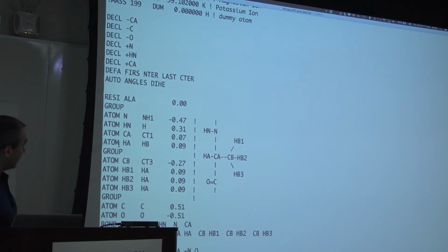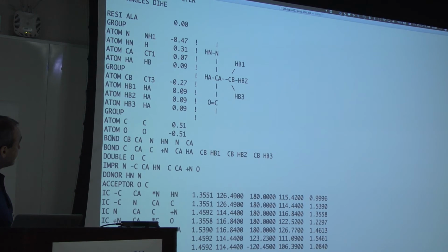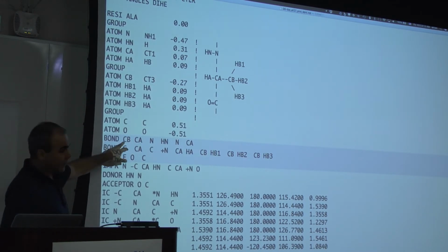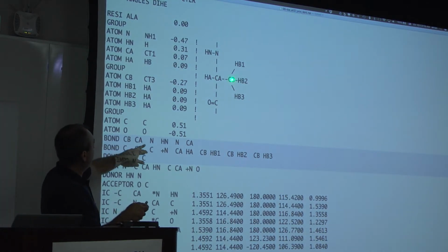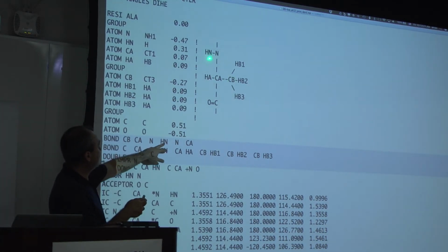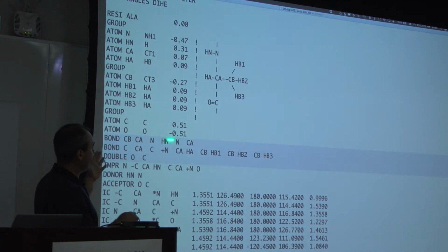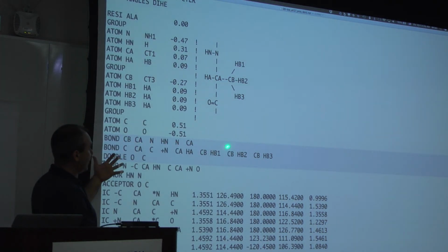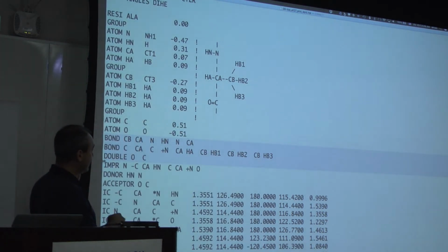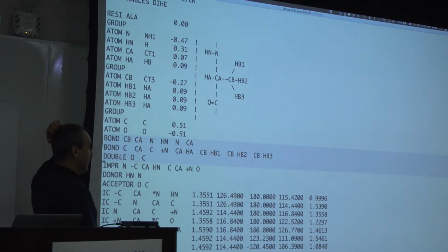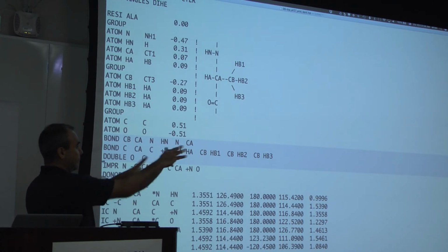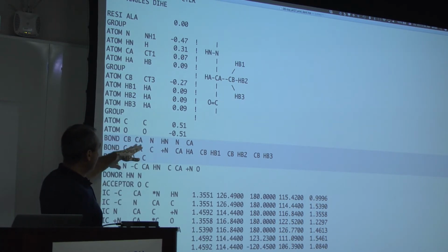So we come down here, and you specify the bonds. OK, well, CB is connected to CA, N is connected to HN, and you go on and on. You might have multiple pairs. There is no fixed format here, so you can have as many pairs as you want. It's a good idea not to have too long lines, because then it's not readable. So you specify these bonds.